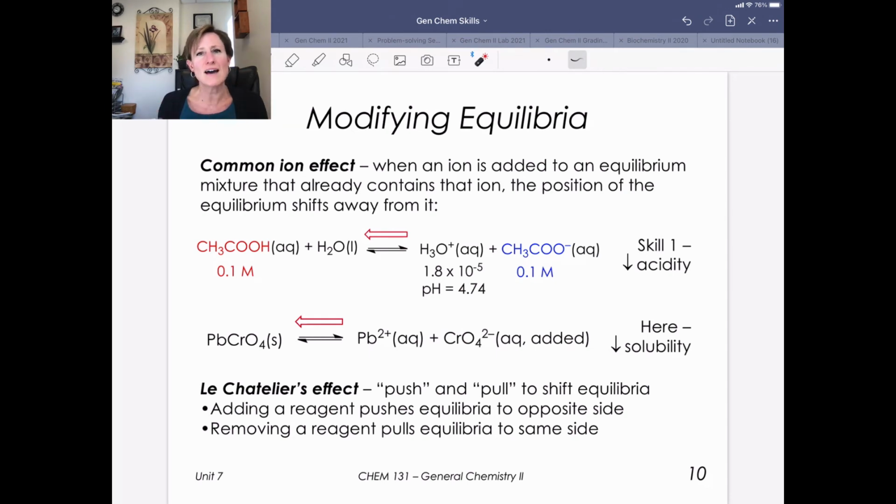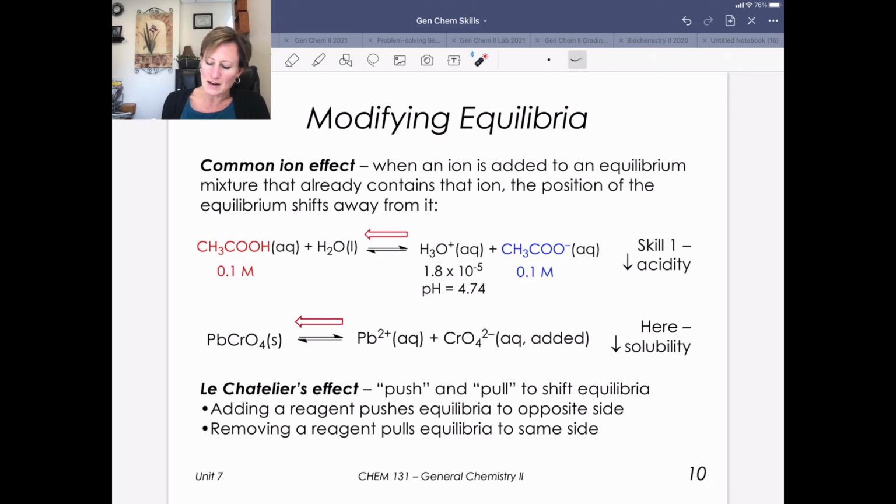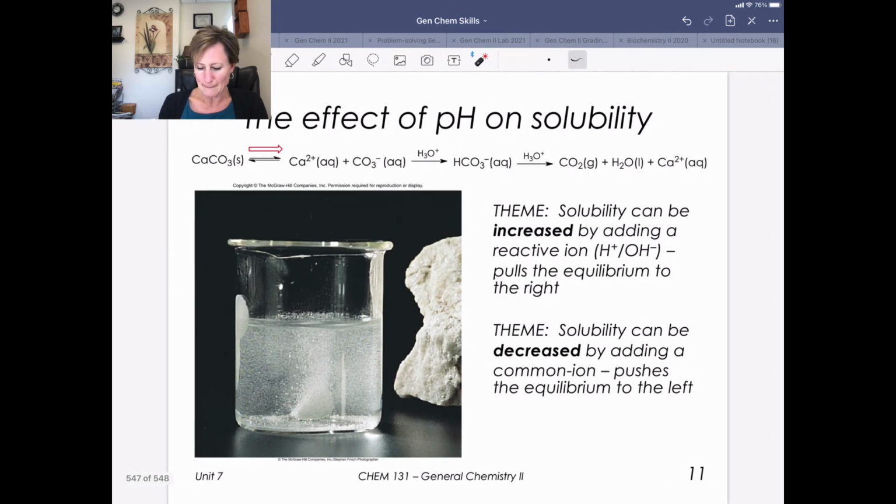We call this the common ion effect because we could add this ion in one of two ways. We could add it in from this guy dissociating, or we could add it in from a soluble salt like sodium chromate or sodium acetate. So Le Chatelier's principle kind of explains that, but we see it applied here to solubility.